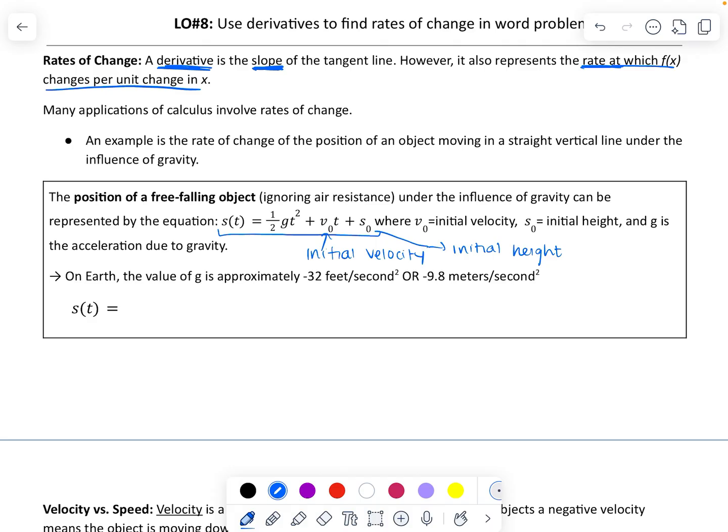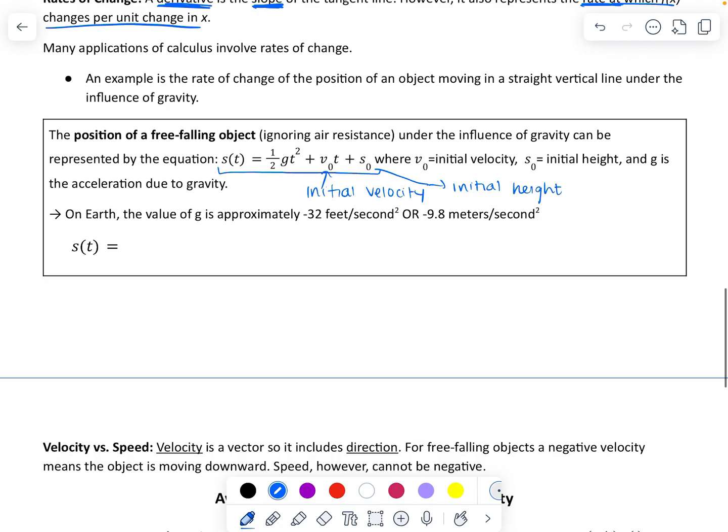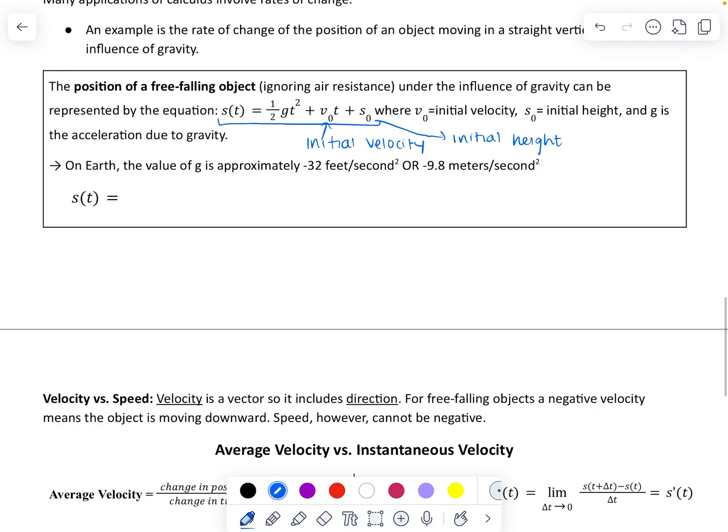And then g is the acceleration due to gravity. So that's what that g is up in the first term. On Earth, the value of g is approximately negative 32 feet per second squared or negative 9.8 meters per second squared. In calculus, don't ask me why we use feet versus meters. I know in physics you use meters, so that can get a little confusing. But in the calculus world, we're still in feet. I should specify in the AP calculus world, College Board style, we're using feet.